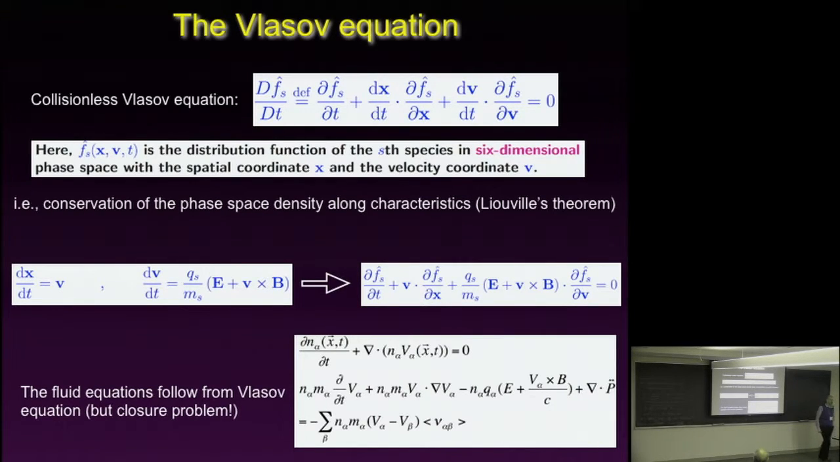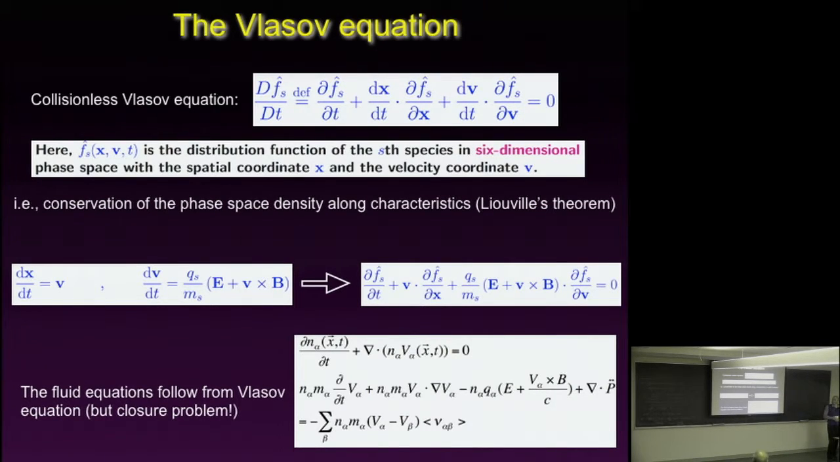So what moments are you taking? The density is the zeroth moment of the distribution function. So the density of particles at a given position is just the integral of the distribution function over the velocity space. That's my definition of the zeroth moment, and the first moment is the integral of the distribution function times the velocity. This will be the mean velocity of the distribution.